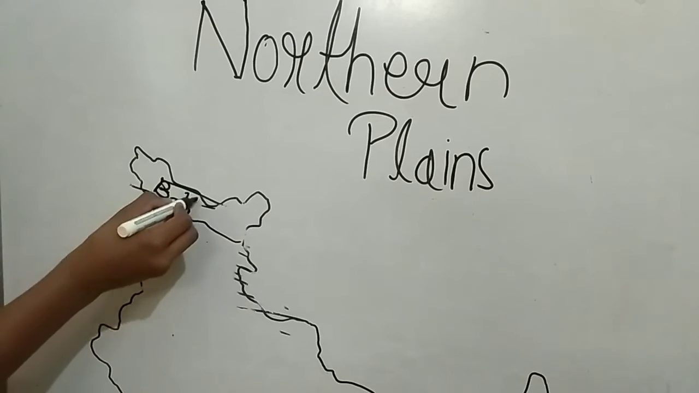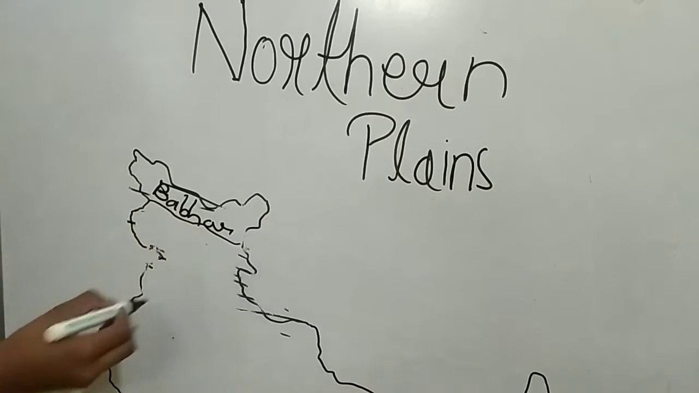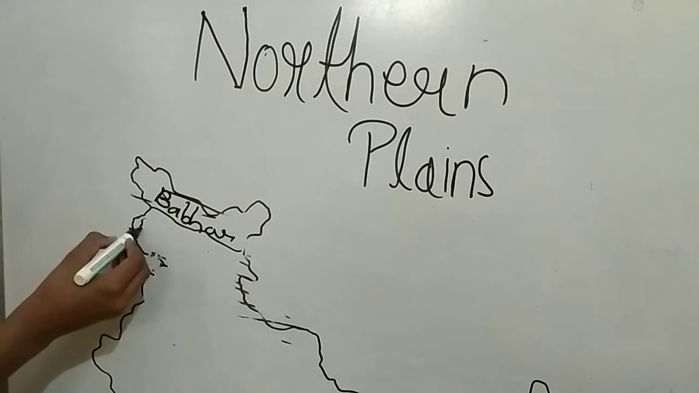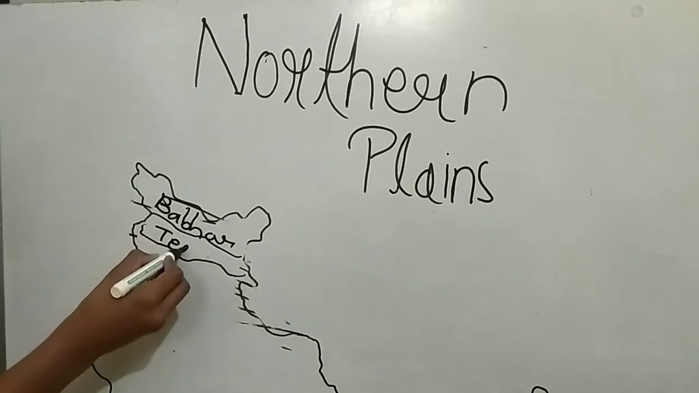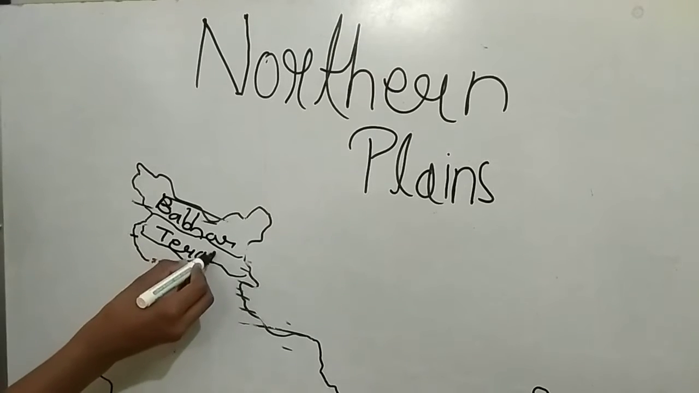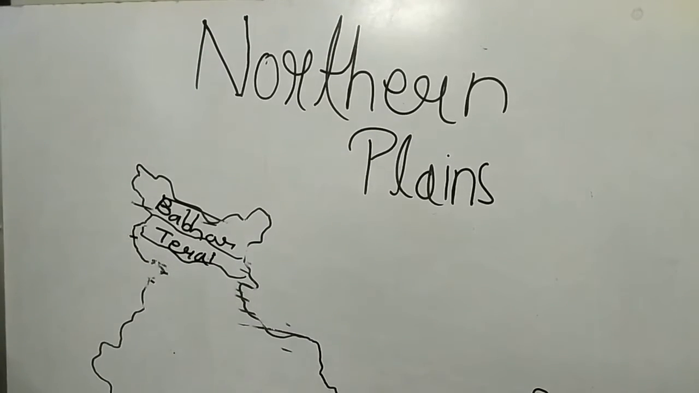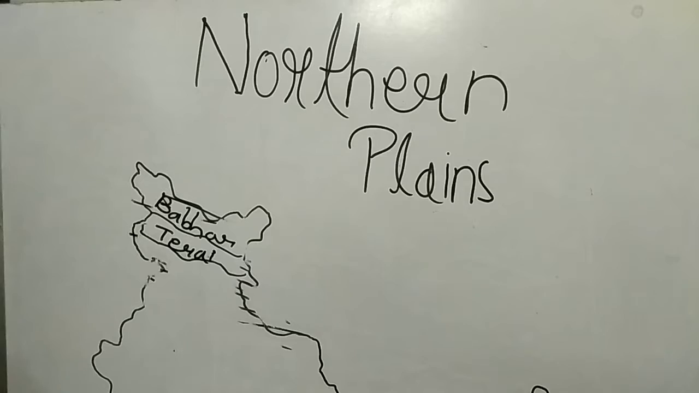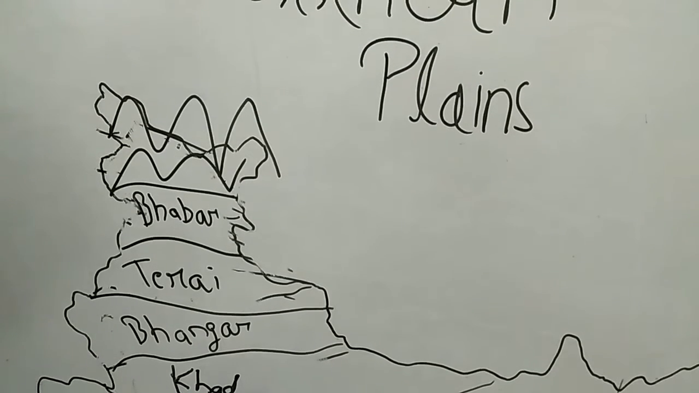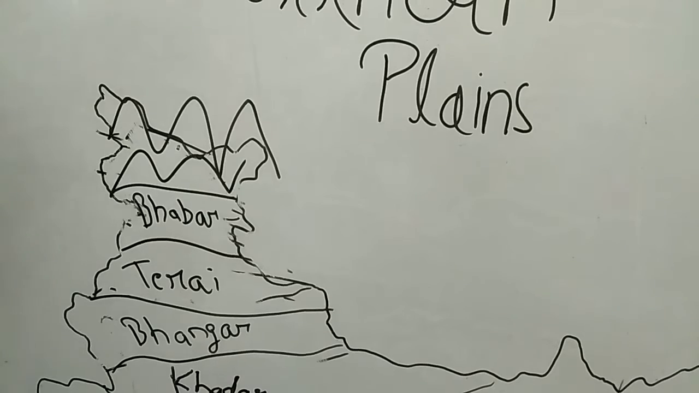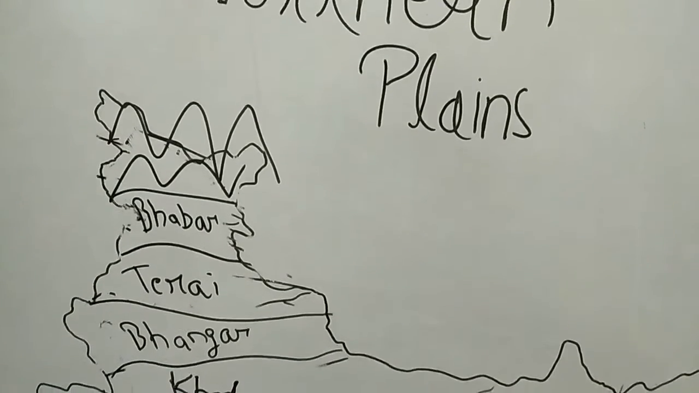The Bhabar is located on the very top of the northern plains. The Bhabar is a region of porous ground consisting of boulders and pebbles that have washed down from the mountains. It is not suitable for crops and is forested. And guys, remember their location. The Bhabar comes just after the Shivalik Himalayan range. After the Bhabar comes the Terai.